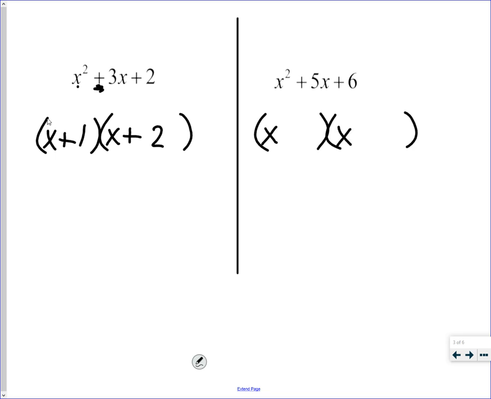The x squared means I'm starting with an x and an x. This tells me I've got addition for both sides. The 6, I need numbers that multiply to be 6 and add to be 5. Numbers that multiply to be 6 could be 1 and 6 or 2 and 3. 2 and 3 is the only pair that'll add to be 5, so I'm going to have a 2 and 3.